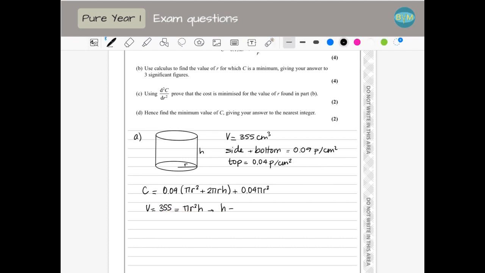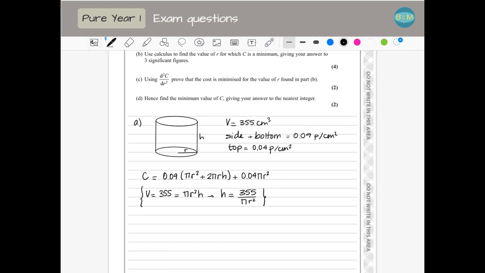So h, and it's going to be the case in all this type of questions, is 355 divided by pi r squared, and this is what I'm going to substitute in my cost function. So this bit here is going to be 0.09 pi r squared plus 2 pi r times 355 divided by pi r squared plus 0.04 pi r squared. I can cancel this pi with this pi, and when you organize and multiply your values, you are going to have the expression that you need.